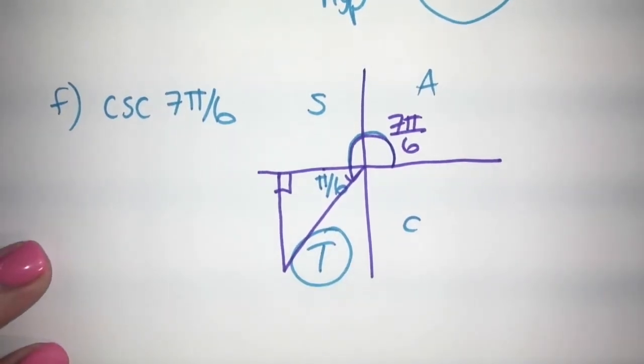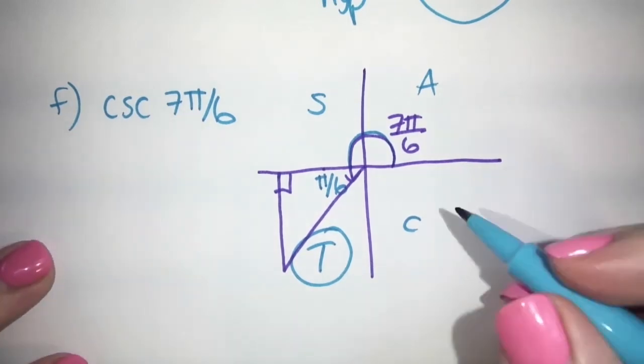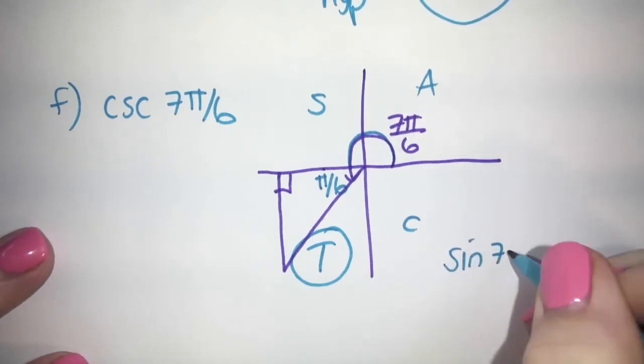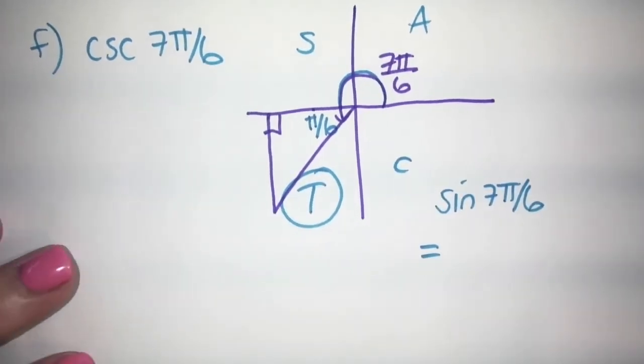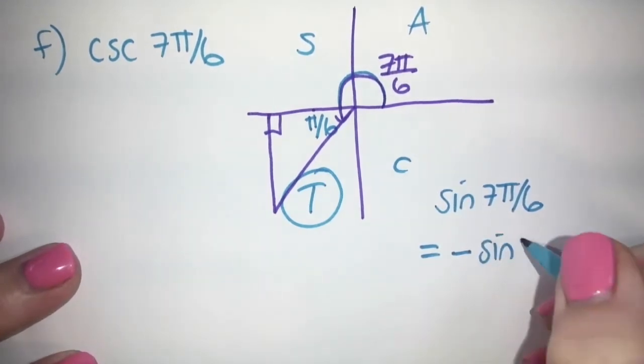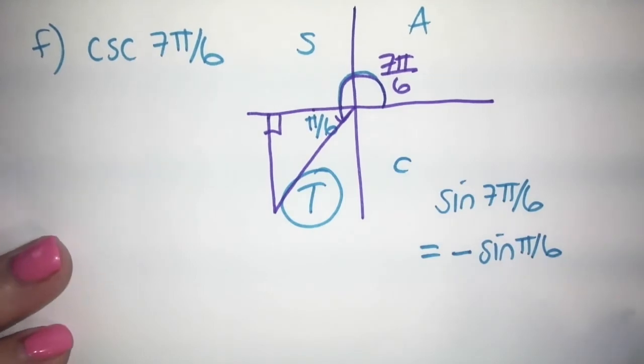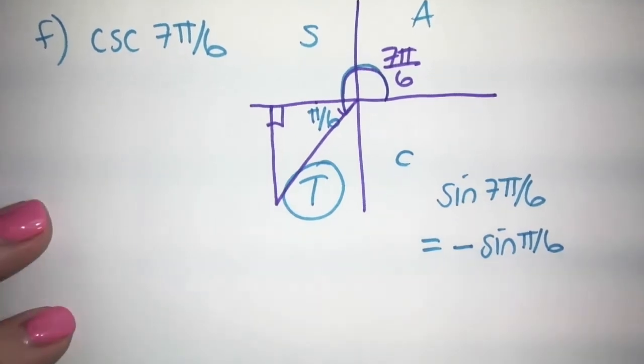So the first thing I ask myself is, which one is cosecant? What is it the reciprocal of? Cosecant is 1 over sine. So first I'm going to deal with sine of 7 pi over 6. We're in the T quadrant, so it'd be negative sine of pi over 6.